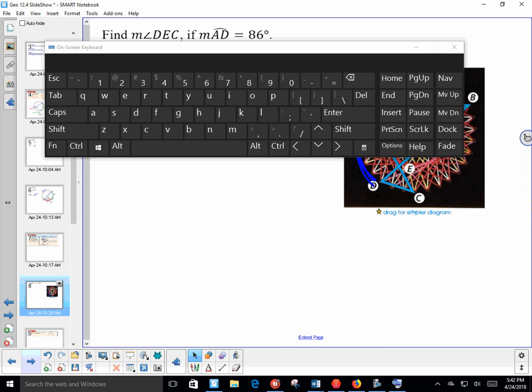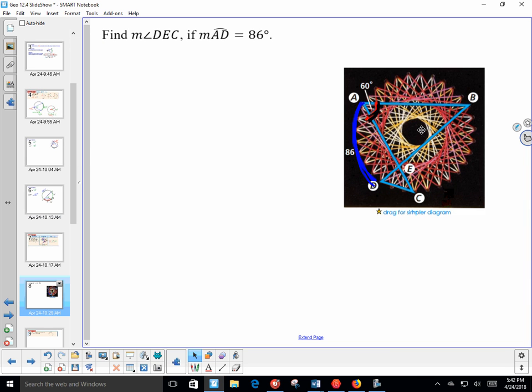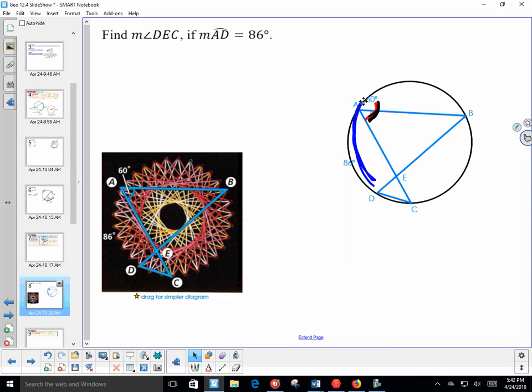All right, so let me get rid of this. So let's make a little bit simpler picture. So let me get rid of all this scribble that I did. And so in this simpler picture that we have, our angle BAC, which is 60. So I'm going to write that in right here, scribble that out so it's a little clearer. And we see that this arc here is 86. All right, and I'm going to write that a little bit bigger over here. So that's 86 degrees. So in this case, we're supposed to find the measure of angle DEC. That's this angle.